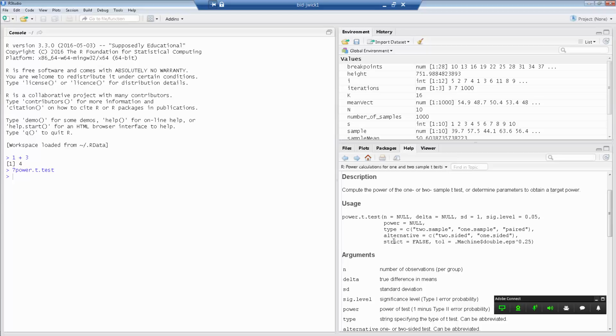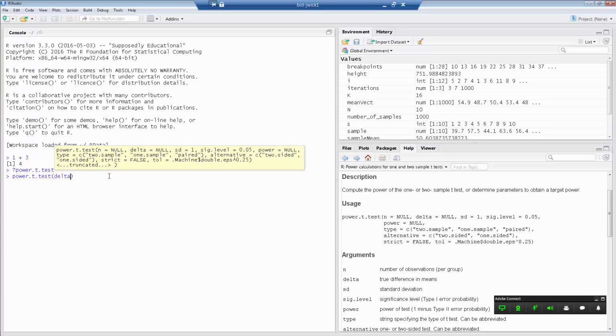There are also some other things here. You can tell it you want it to be a 2-sample or a 1-sample test or a paired t-test. You may have a 2-sided test or a 1-sided test. We're going to do a 2-sided test. So the way that we call on this, I don't know the sample size, so I'm going to leave that blank, but I do know that I want to see a difference of 1. I assume my standard deviation is 2.1 based on my preliminary data.